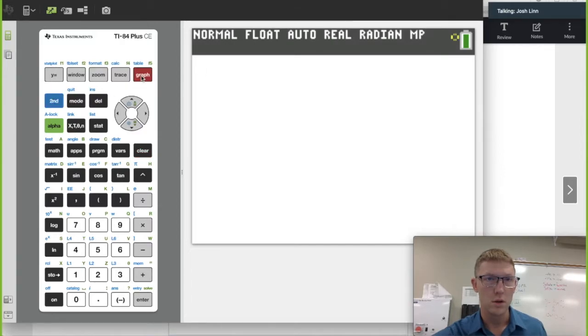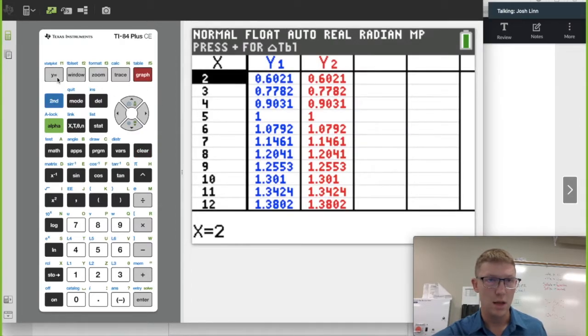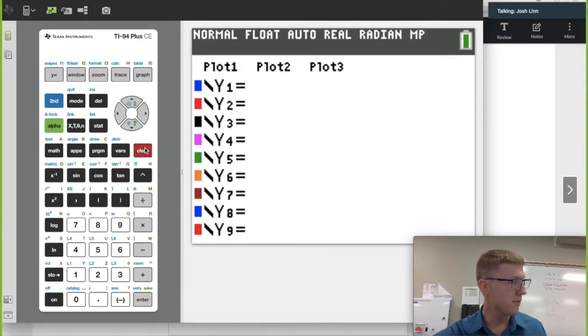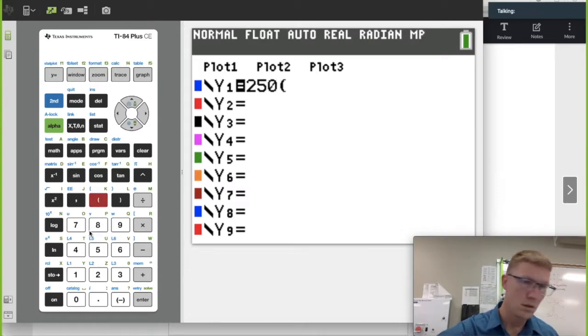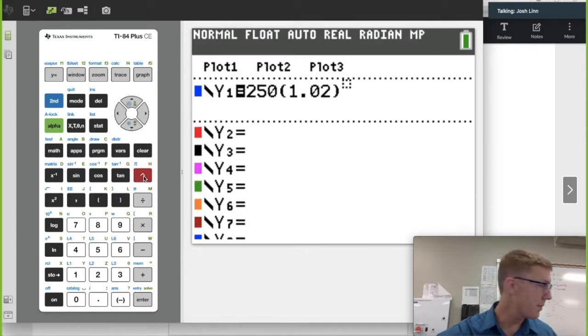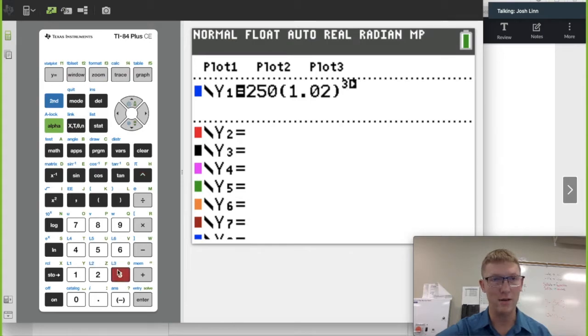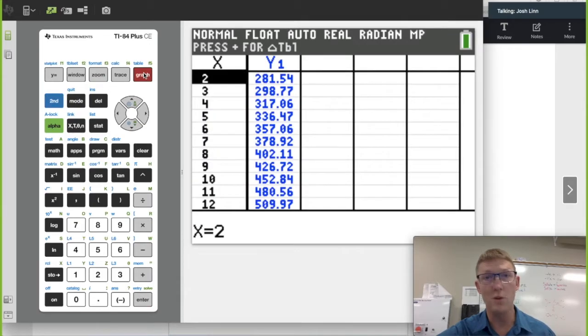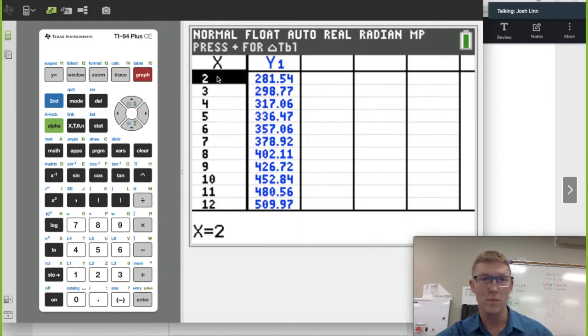So you can always look at a table here, and that's going to be based on your y equals. So what I'm going to do is I'm going to enter the formula that they gave us, and that was 250 times 1.02 raised to the power of 3x. So then we can go over to our table, and remember, we want to figure out when that thing equals 1,000. So my table automatically generates a bunch of values.